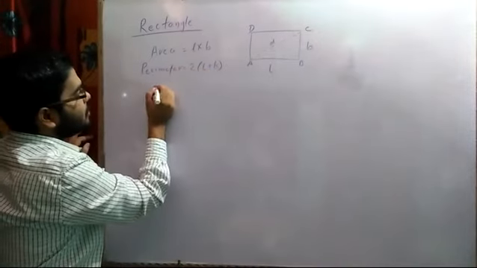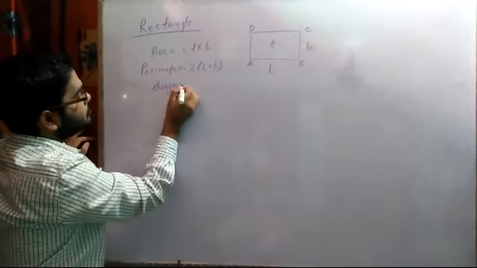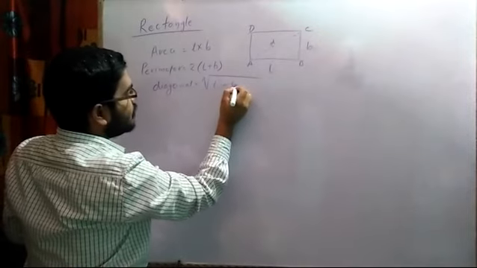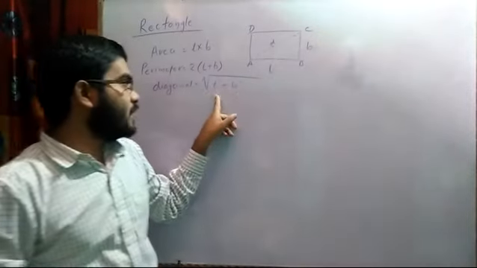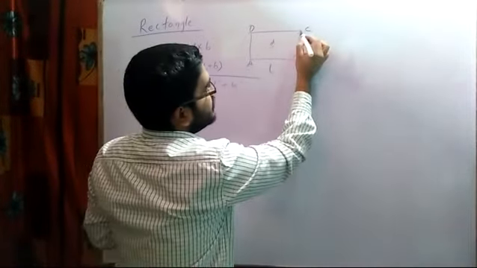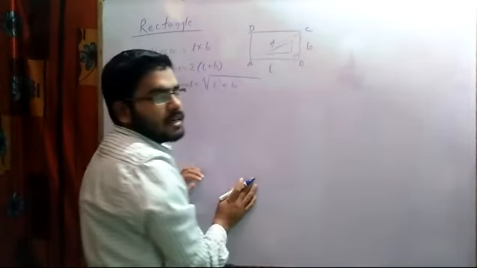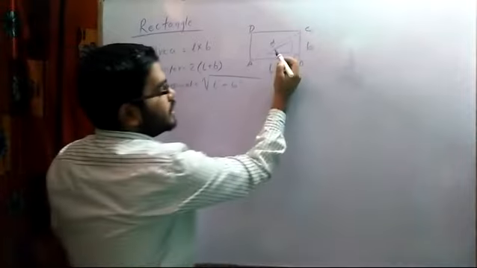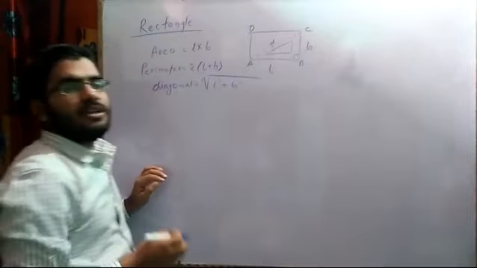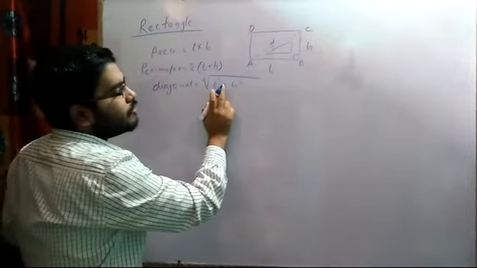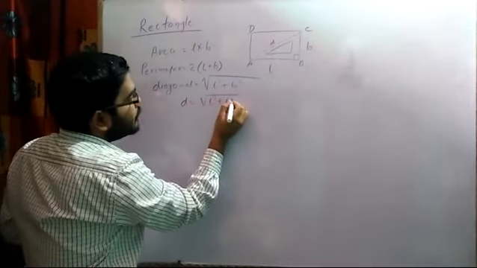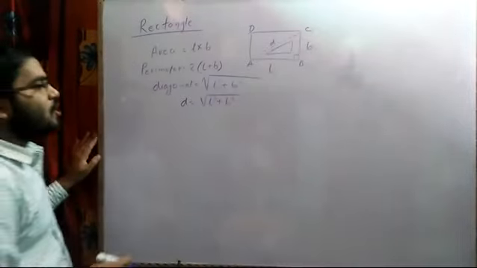Now what do we have? Diagonal is equal to root under of length square plus breadth square. Now from where did we get this length square and breadth square and root under? As we all know, this ABC is a right angle triangle, and from Pythagoras theorem we know that the square of the diagonal will be equal to the sum of the squares of these two sides, and then finally we remove the square with a root. So diagonal is equal to root under of L square plus B square. That means D is equal to root under of L square plus breadth square. So these three formulas I hope all of you may be knowing.